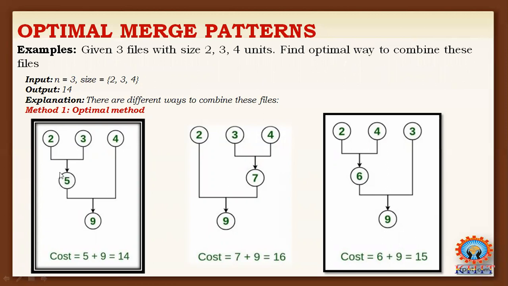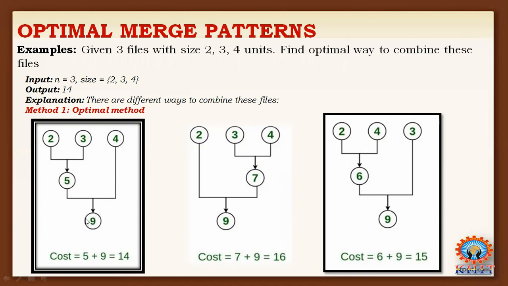This is called a newly generated merged file. Then the size is 2 plus 3, which is 5. Now I can merge the resultant file with the leftover file, which is 4. Now I can merge file 4 with file 3, and the resultant file is 9. 9 is the merged file.